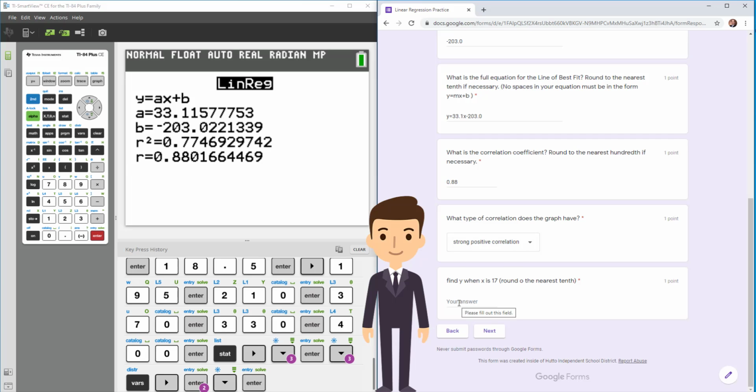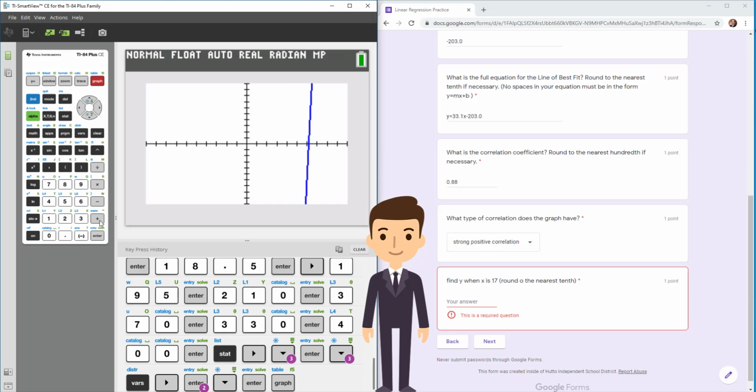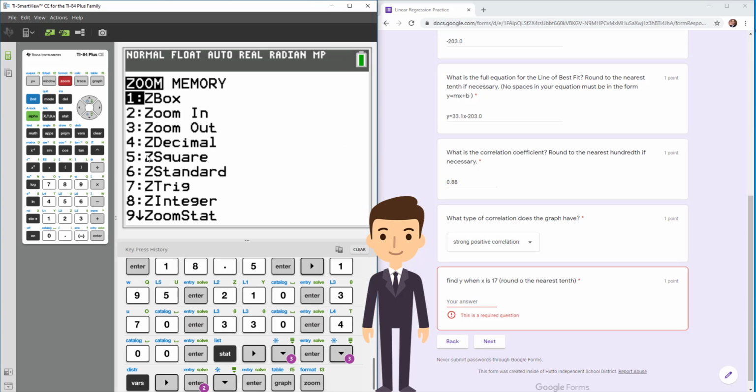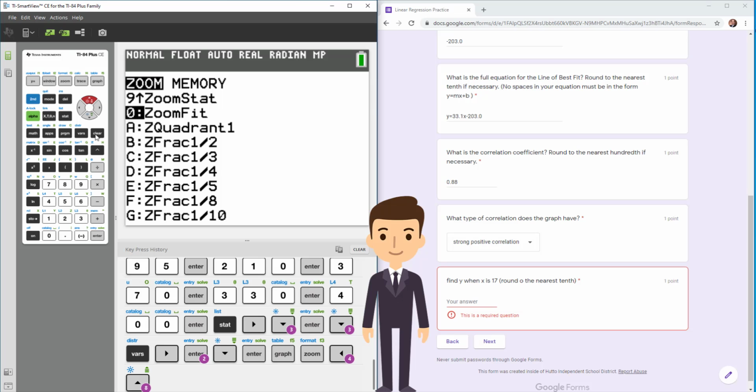Find y when x is 17, round to the nearest tenth. So the y value when x is 17, to get there, I have to graph it. So I'm going to go ahead and graph that now. I can't see that at all, so I'm going to go to zoom fit, enter.